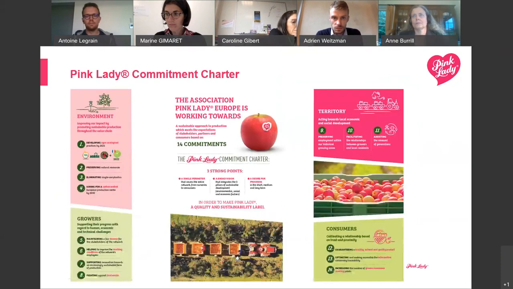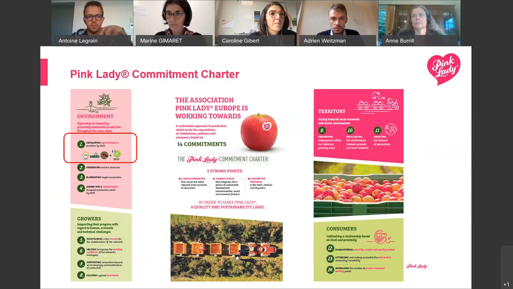Then I would like to present to you the Pink Lady Commitment Charter. We launched this charter last year. It's 14 commitments dispatched in 4 axes, as you can see: one for the environment, one for the growers, one for the territories, and one for the consumers. I will not detail every one of the commitments, but we will focus on the first one, which is to develop agroecological practices by 2021.